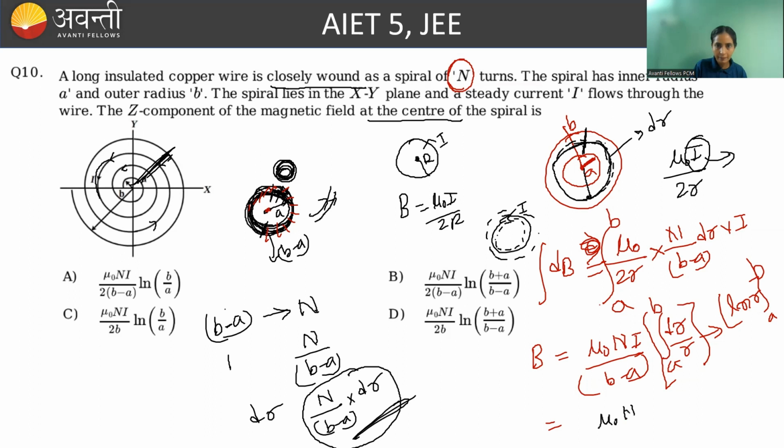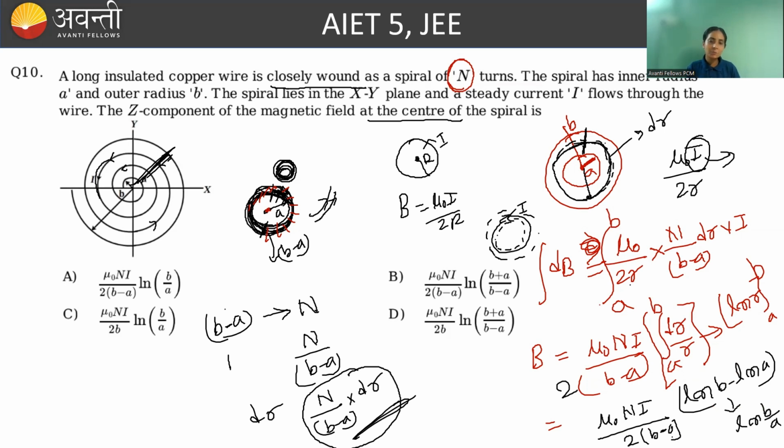Mu naught N I by, sorry, 2r was here. So 2 we need to write here: 2 times b minus a, and ln b minus ln a. And this can be written as ln b by a. Okay. So the correct answer is mu naught N I divided by 2 times b minus a, ln b by a.